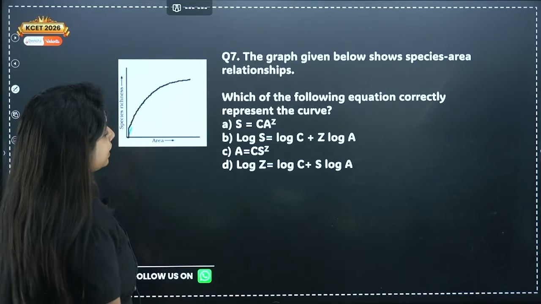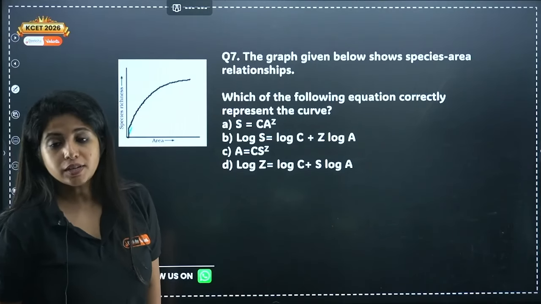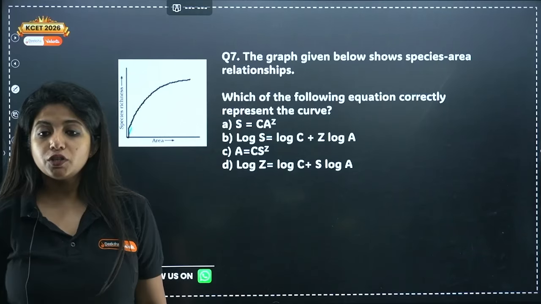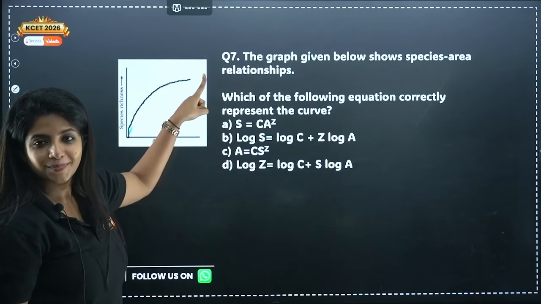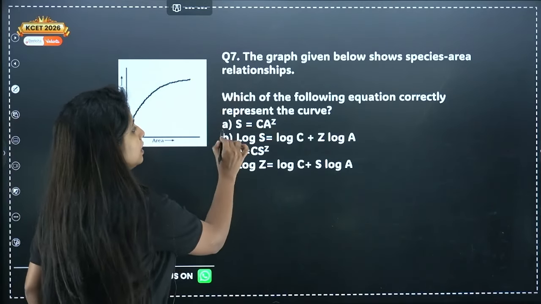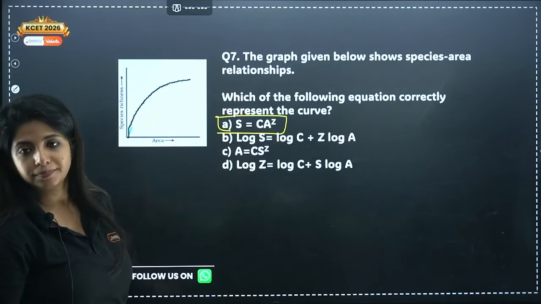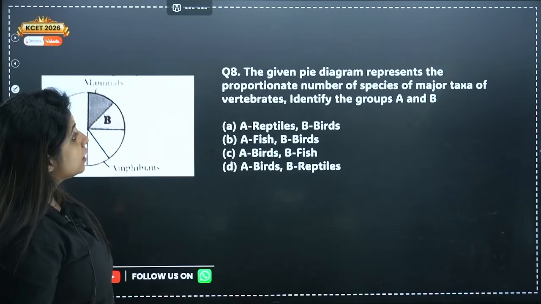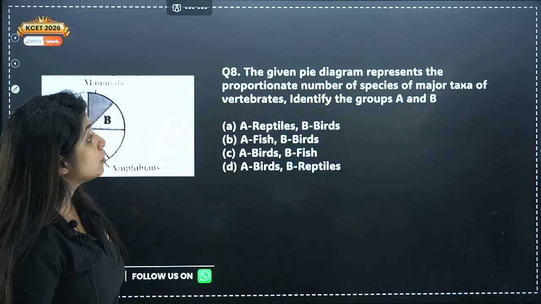Cool. Next, the graph given below shows species area relationship. Which of the following equations correctly represents the curve? Rectangular hyperbola. S is equal to CA^Z. If at all this line was there, it will be this. Got it?